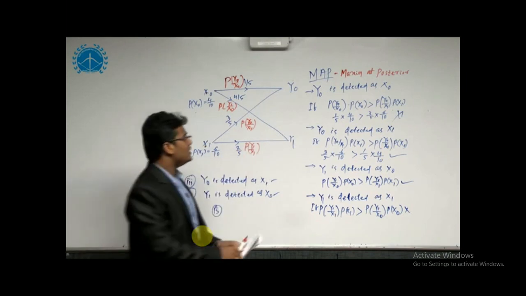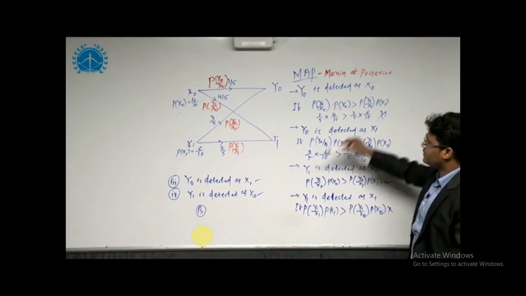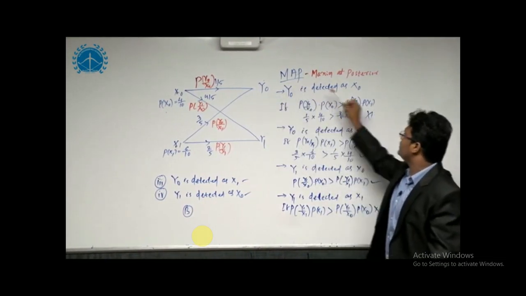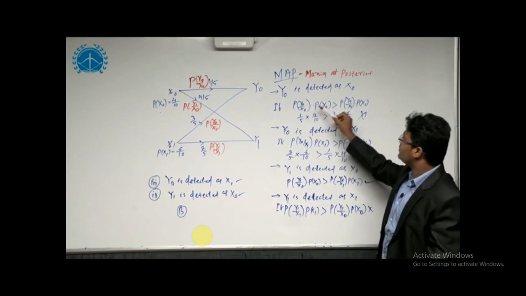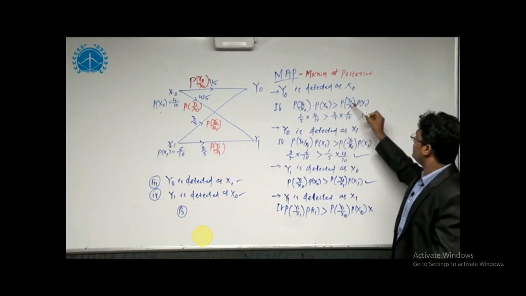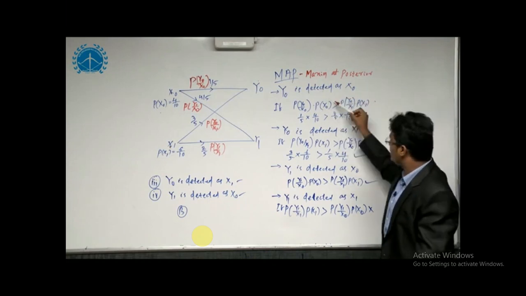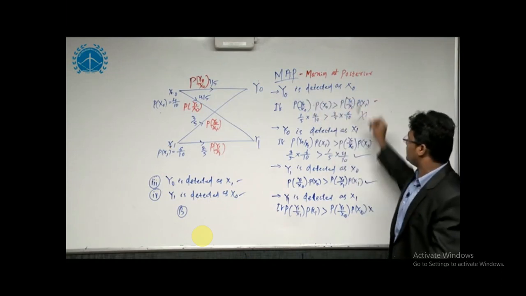So I am now using the MAP algorithm, the maximum a posteriori algorithm. What is this algorithm actually? y0 is detected as x0 if P of y0 given x0 times P of x0 is greater than P of y0 given x1 times P of x1. If this condition is satisfied, then I consider y0 as detected as x0.